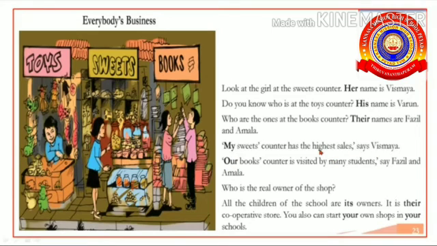My sweets counter has the highest sales, says Vismaya. Who says? Vismaya. Vismaya says, my sweets counter. Vismaya is the owner of the sweets counter. Our books counter is visited by many students, say Fasil and Amala. Here, Fasil and Amala are the owners of the books counter. They say, our books counter is visited by many students.